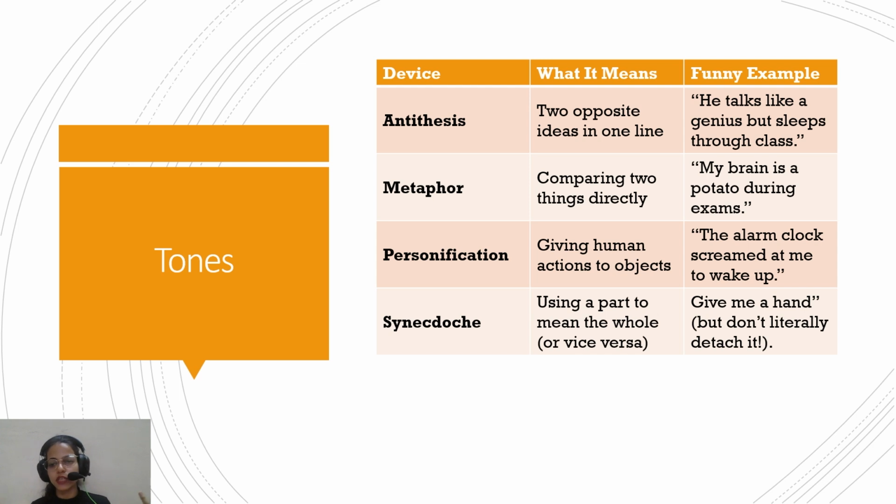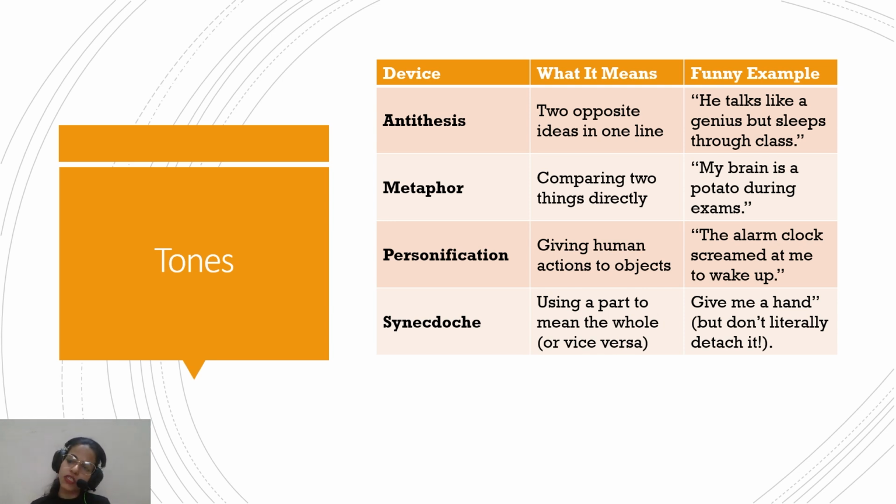Then metaphor is comparing two things directly. So my brain is potato during exams. So brain and potato are being combined. For example, there is a simile also. For simile, words like "like" or "similar to" are used. My brain starts acting like a potato. That's a simile, a comparison using these words.